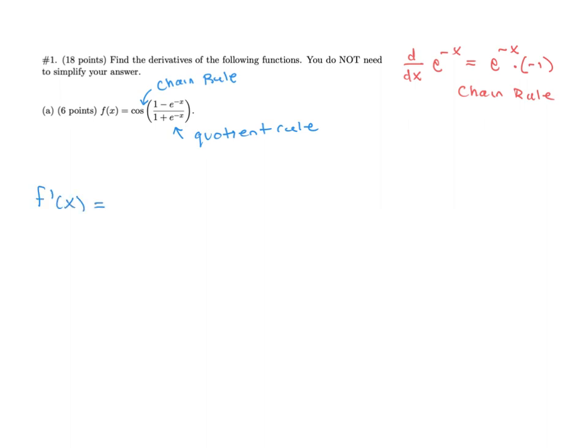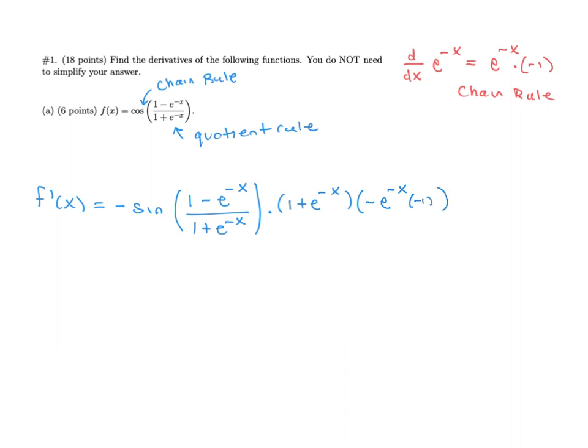Okay, first we take the derivative of cosine, which is minus sine, and we leave the inside part alone, like this. To complete the quotient rule, we have to multiply by the derivative of the inside using the quotient rule, that is the denominator, which is 1 plus e to the minus x, times the derivative of the numerator. The derivative of the numerator is, well, 1 goes to 0. We have minus e to the minus x times -1. So that's minus e to the minus x multiplied by -1.